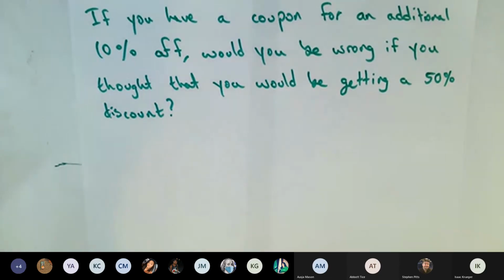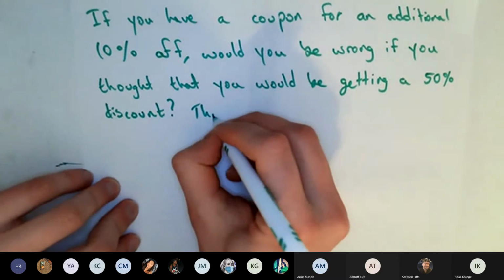So still the same example, just a follow-up question. You have a coupon for an additional 10% off. Would you be wrong if you just assumed, oh, that means I have 50% off? Because you know it's 40% off and I got a coupon for 10% off, and you're thinking, yeah, that's fine, right? But it is wrong. Why is it wrong? Because the company is not going to take that 10% coupon from the total. Let me explain.